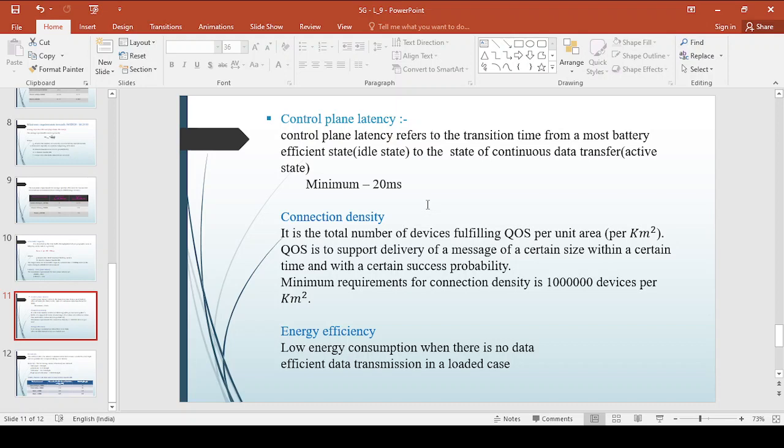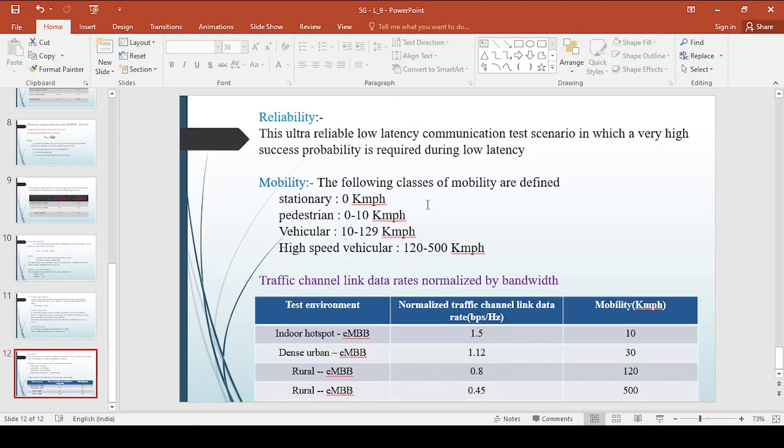Now coming to the next requirement, we have reliability. You know what is meant by reliability. Now this is the ultra reliable low latency communication test scenario, URLLC, which we represented in yesterday's lecture, in which we have a very high success probability and low latency, right? Reliability you already know. Using the URLLC scenario of 5G, we have broadly classified it into three different scenarios.